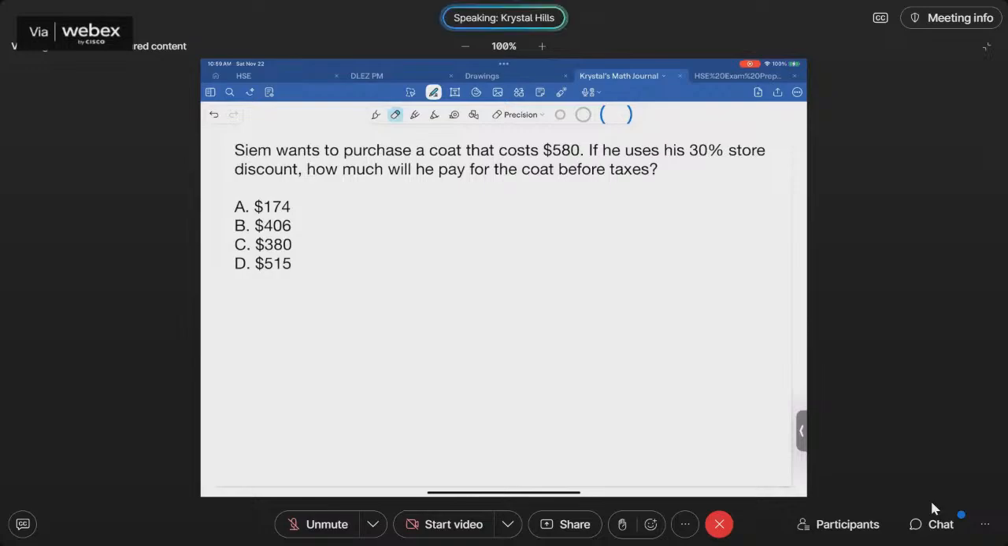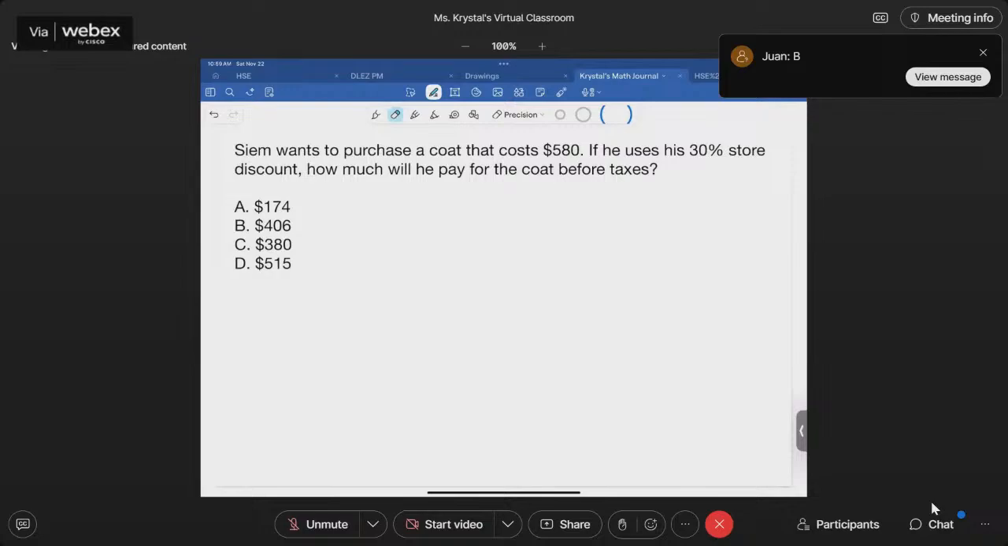All right, here is one that you may see on your exam. What is your answer?